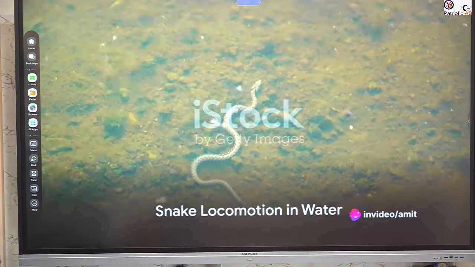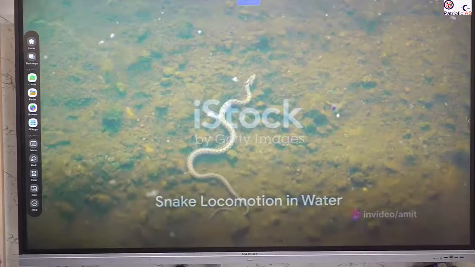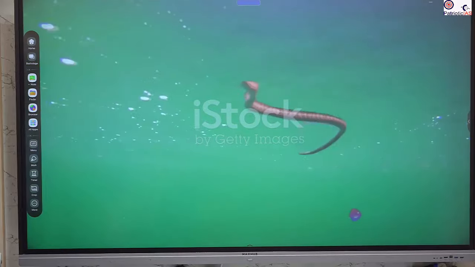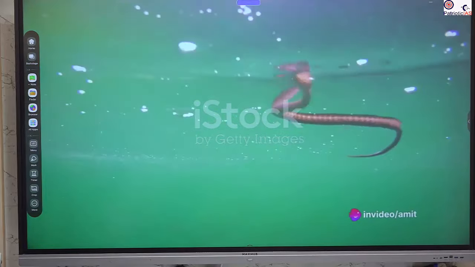In water, the snake uses a similar wave-like motion, but this time, it's their entire body that undulates side to side. This movement, known as lateral undulation, allows them to push against the water and swim.